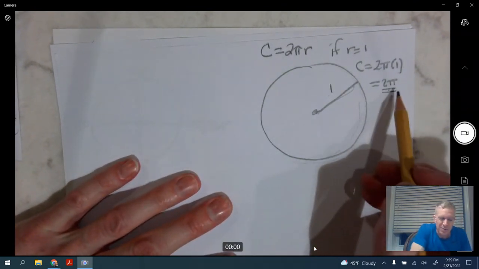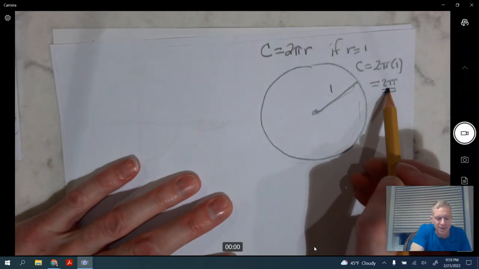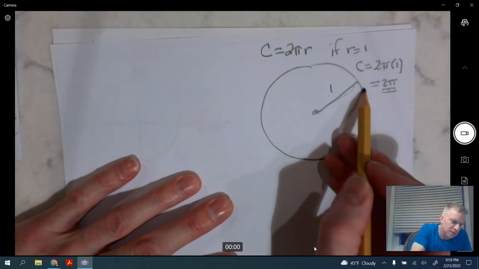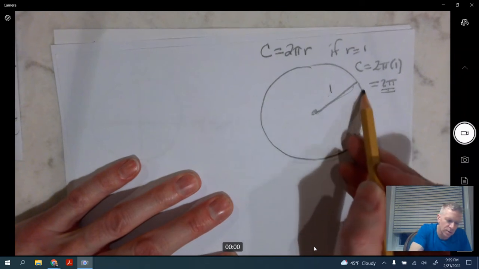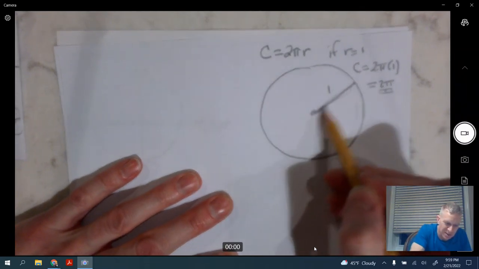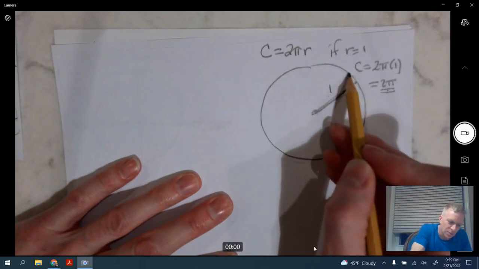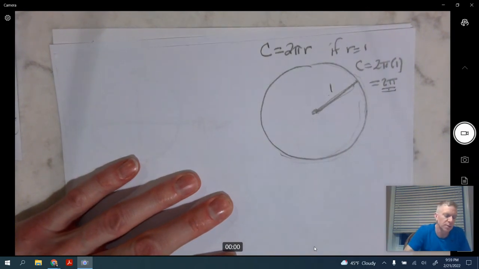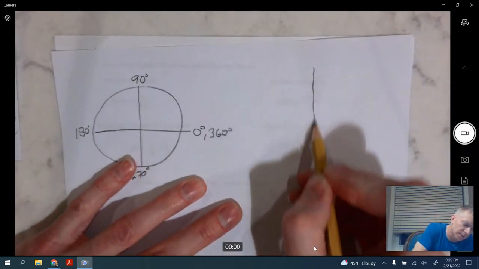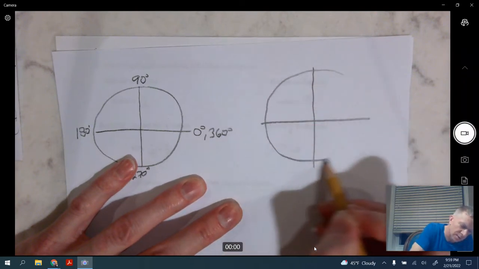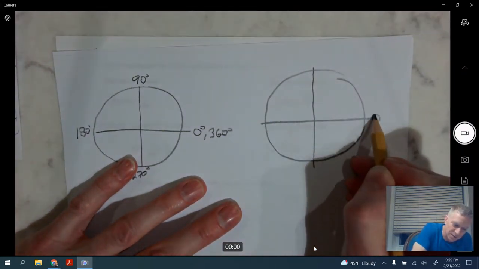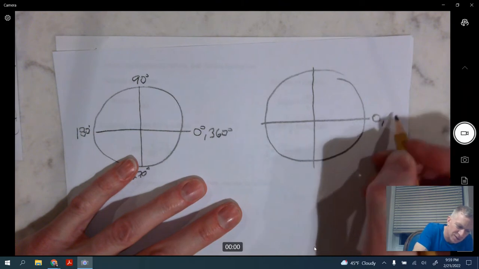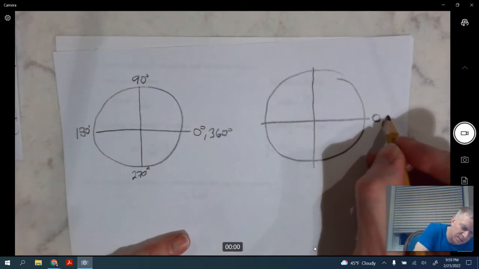2 pi, now remember that pi is a number. Pi is about 3.14, so 2 pi is about 6.28. It'd be about 6.28 units around this circle. And by units, those are radius lengths. So it'd be just over 6 of these that would go around the circle and get you back all the way around. So when we go around the circle in radians, instead of counting with 0 degrees here, it's 0 radians here. And we know the length all the way around we just said was 2 pi, or 6.28 radians, or radius lengths.